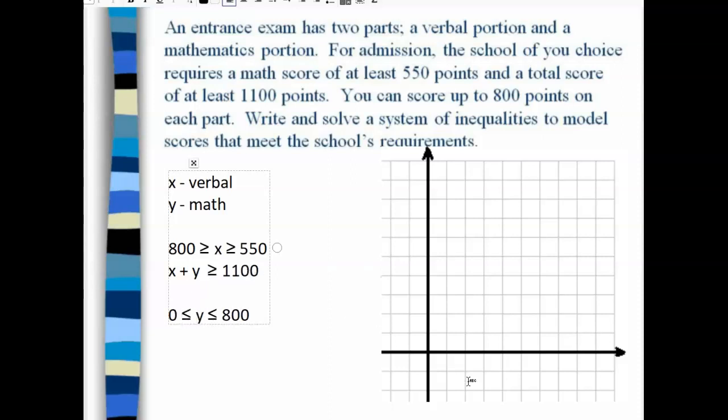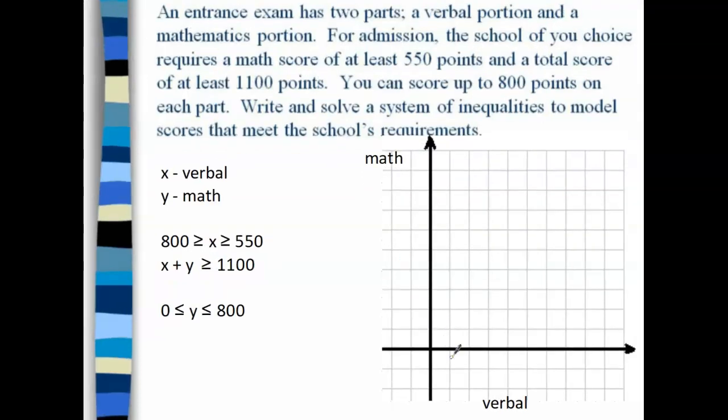So let's graph each of these. We said x was verbal, so we label the x-axis as verbal. y is math, so we label it as math. And then we're going to plot our points. This time we can go by hundreds. So 100, 200, 300, 400, 500, 600, 700, 800.